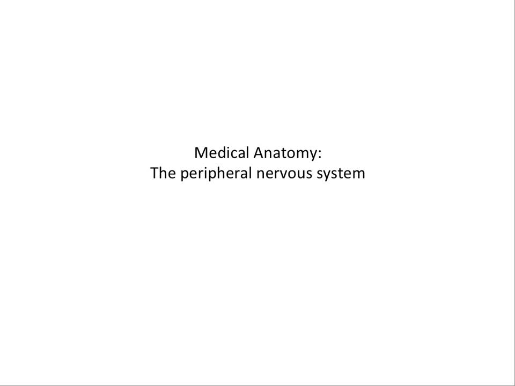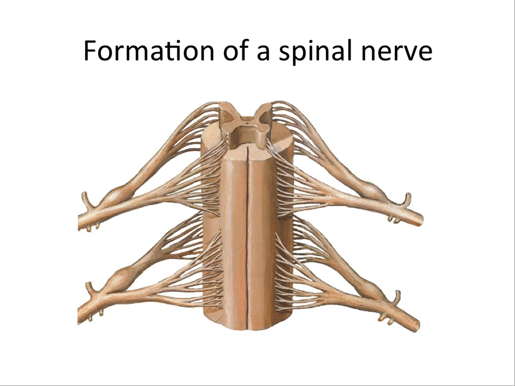And before we can talk any more about the peripheral nervous system, we need to talk about how a spinal nerve's actually formed. And so you can see that here we've got several different nerves coming out of the spinal cord that you can see here. And I'll just quickly orientate you so you know where we're talking about as we go. Now this is the anterior surface of the spinal cord, and this is the posterior surface of the spinal cord.